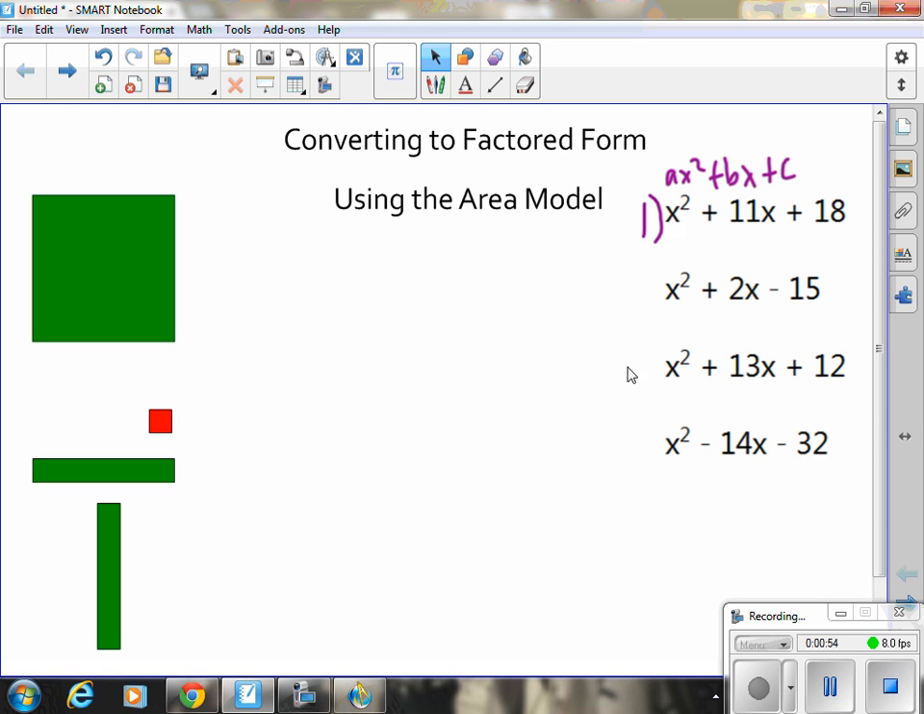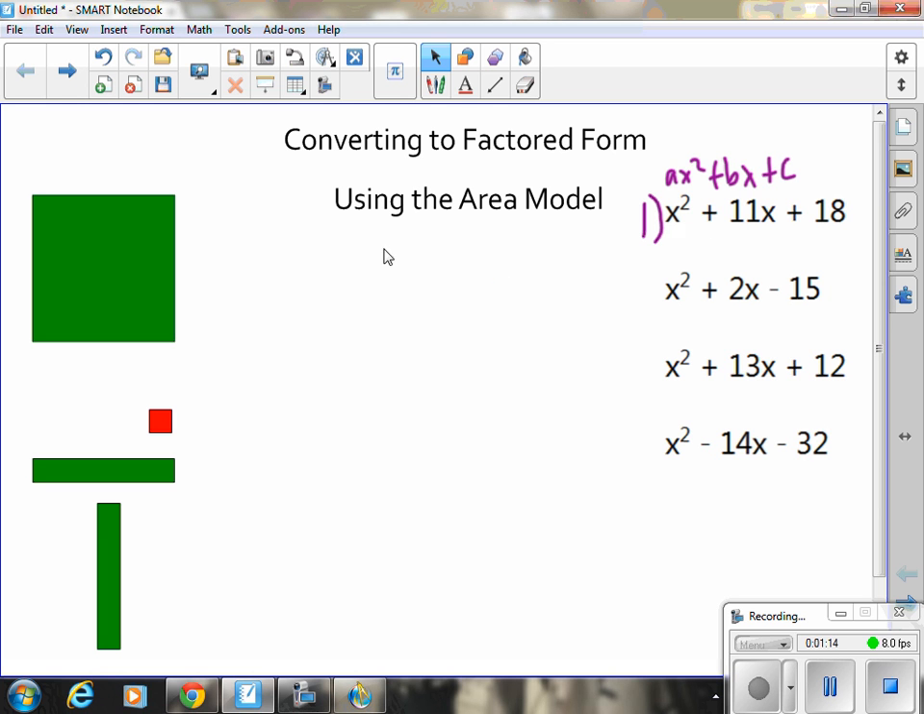I do want you to keep in mind that not every quadratic equation, every quadratic function, and every quadratic expression is able to be factored using the area model, but most of them can be. So I'm going to ask you to convert any to factored form that aren't able to be converted with my area model.